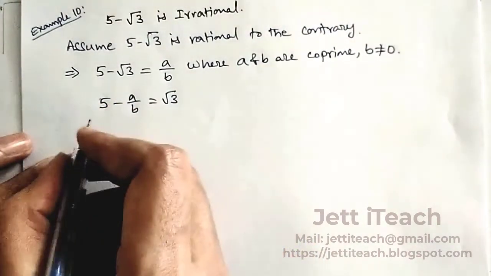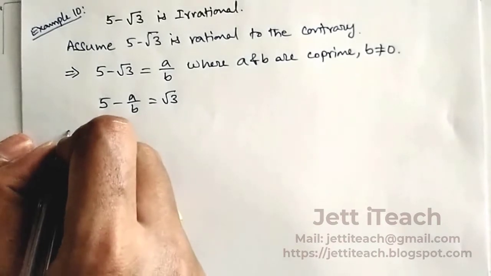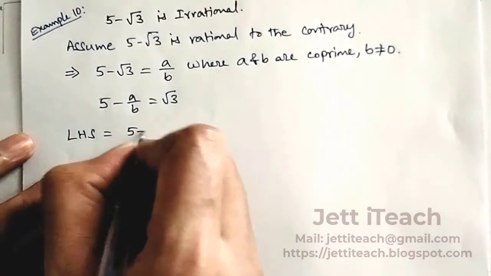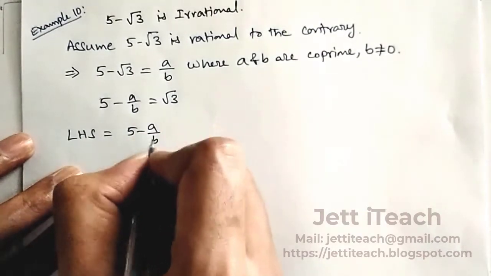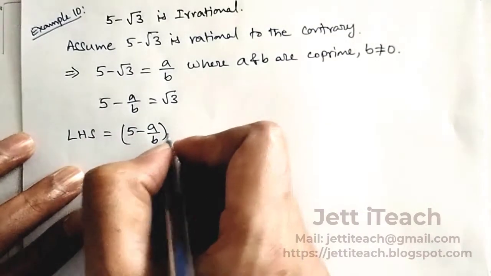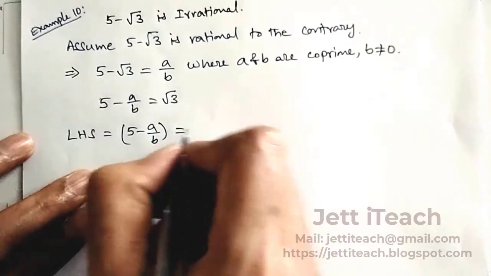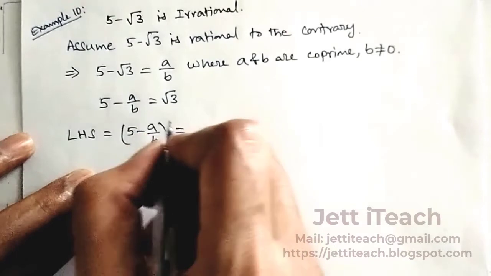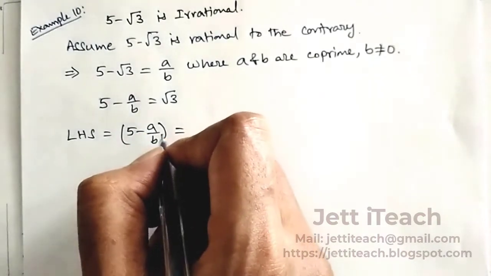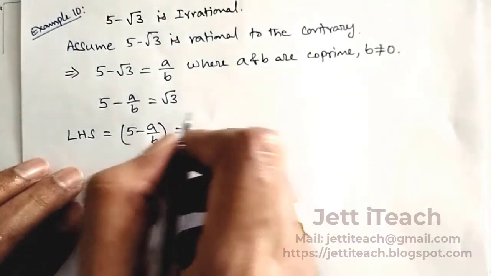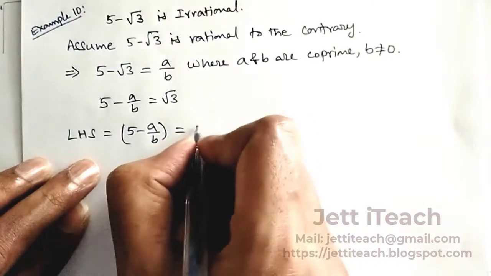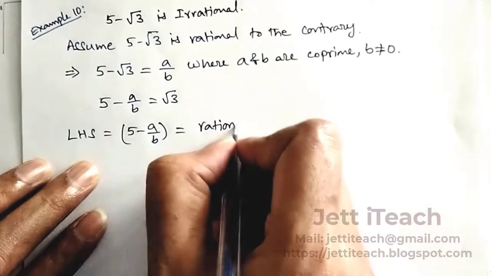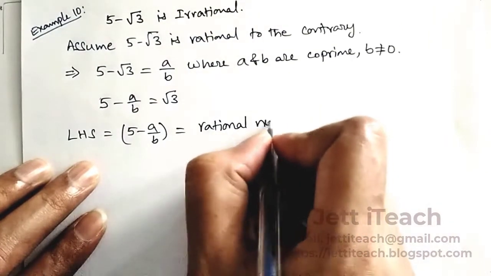First you can take LHS in this. LHS equal to 5 minus a by b. Okay, so it is a rational number because all are integers. Okay, it will be a rational number.